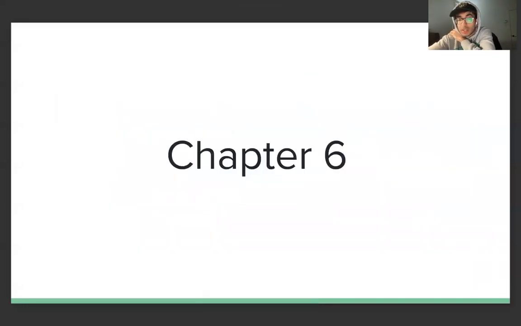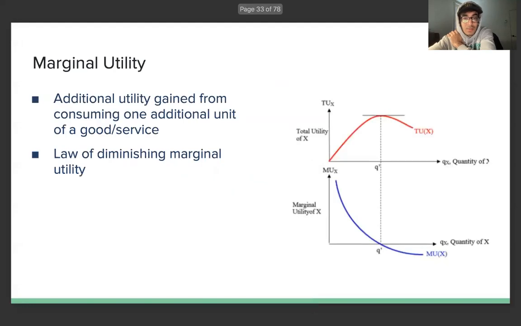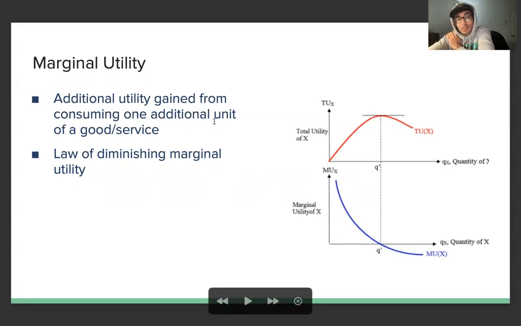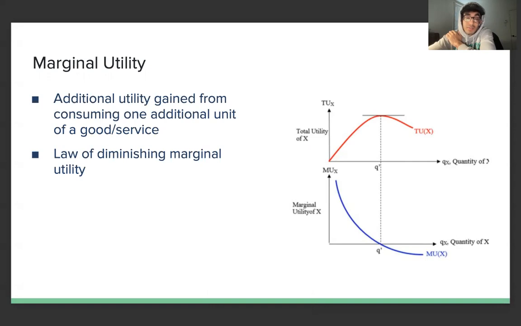Okay, moving on to chapter 6. Now we come to consumer theory, which is basically how consumers make their decisions. We start with marginal utility. Utility is the happiness you get out of consuming a good or service, and marginal utility is the additional utility you get from consuming one more unit of that good or service.